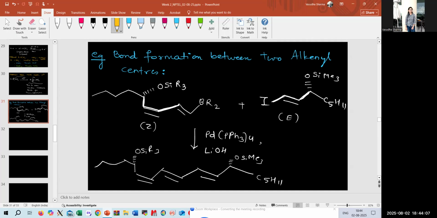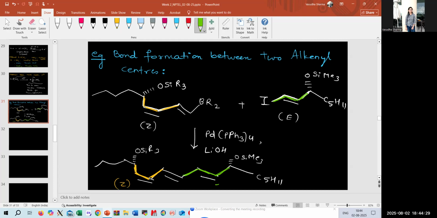Basically, we were having Z here and E here. And this E has been maintained and this Z has been maintained. So both Z and E are retained. So this is the beauty of the Suzuki reaction.